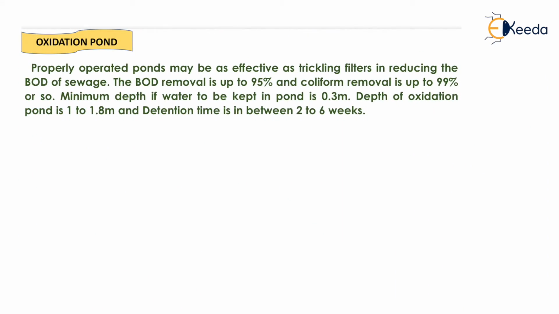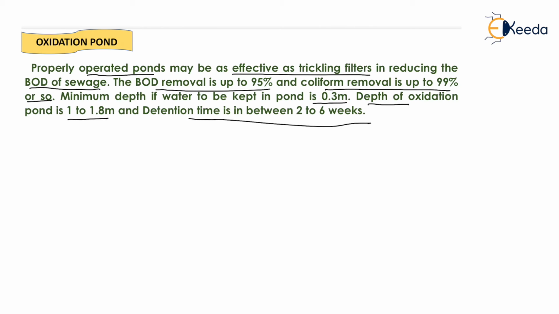Now, the oxidation pond has certain values. A properly operated pond may be as effective as a trickling filter in reducing the BOD of sewage. The BOD removal is up to 95% and the coliform removal, that is the bacteria removal, is up to 99% or so. The minimum depth of water kept in the pond is 0.3 meter, the depth of the oxidation pond is 1 to 1.8 meter, and the detention time is 2 to 6 weeks. That is all about the oxidation pond.